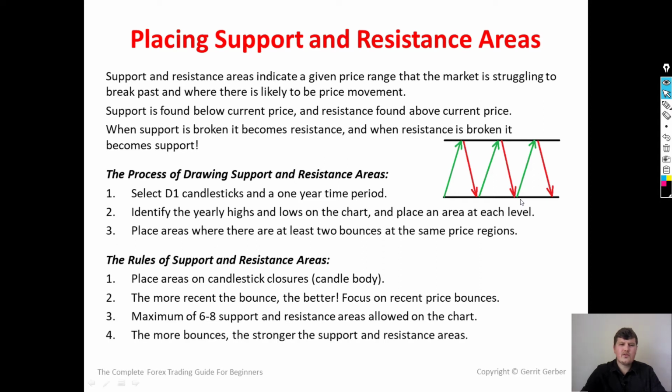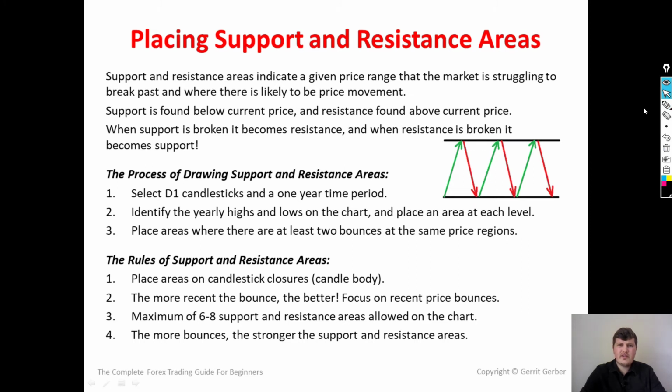And the last rule of support and resistance areas is that the more bounces there are, the stronger the support and resistance area becomes. As you can see here, there's 3 bounces, so this is a really strong resistance area, and you're likely to expect price to have a reaction at this area. And this is also a really strong support area because there's 2-3 bounces at this area. So like I said, the more bounces, the stronger the support and resistance areas become.